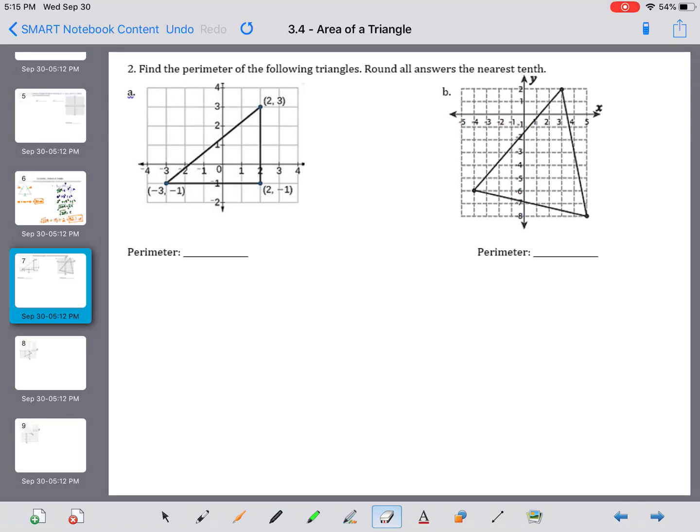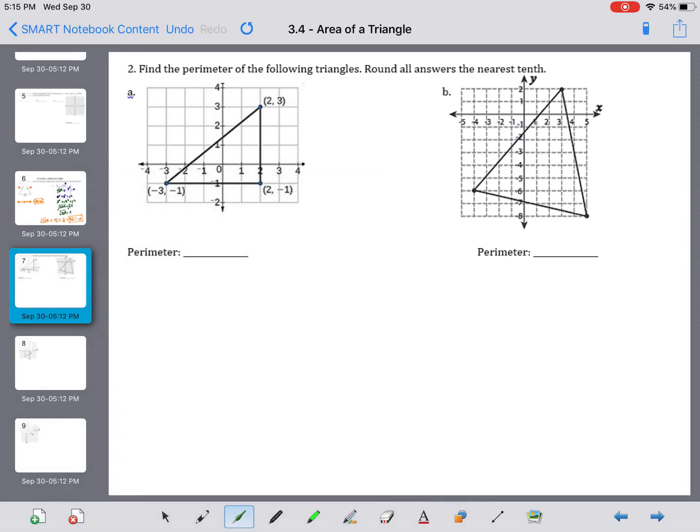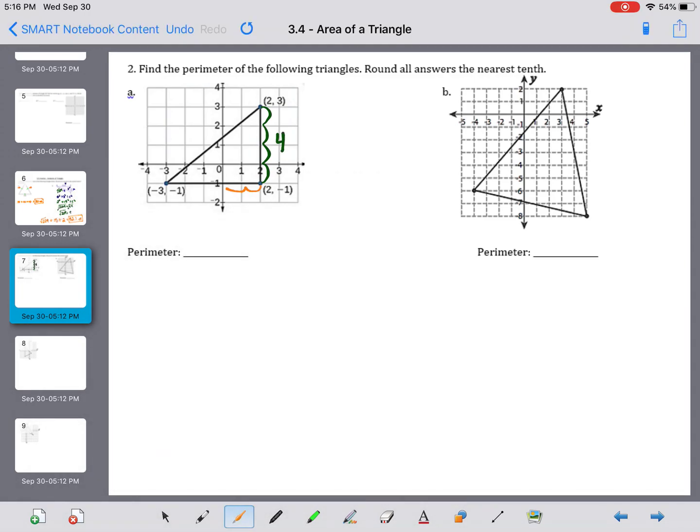If we take a look at number 2, we're going to find the perimeter of the triangle's graph below. So when we find the perimeter, again, we have to add up all the sides. Well, if we take a look at A, these are nice and flat. 2 of them are. So we can just count to find that length. 1, 2, 3, 4. So this side's 4. This bottom side is 1, 2, 3, 4, 5.